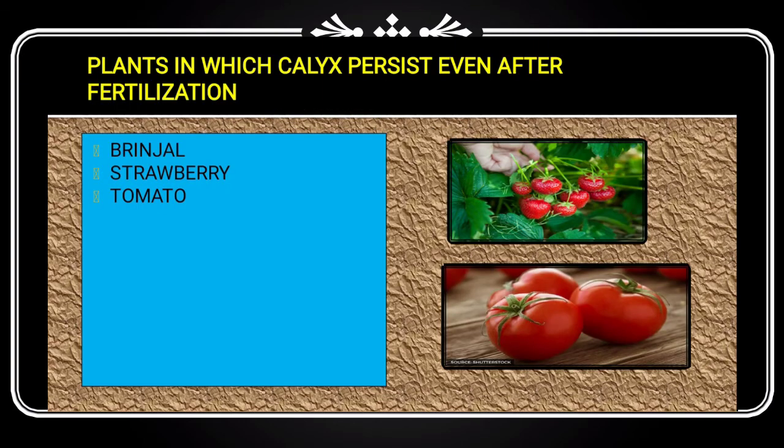Plants in which calyx persists even after fertilization. Examples are brinjal, strawberry and tomato.